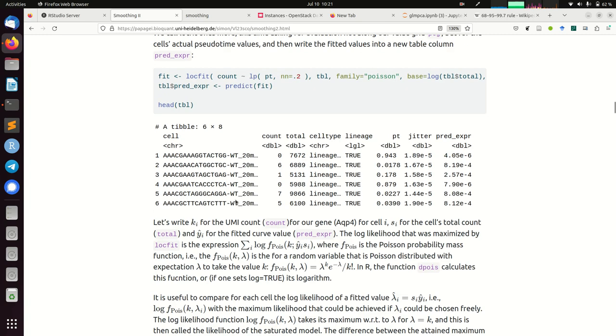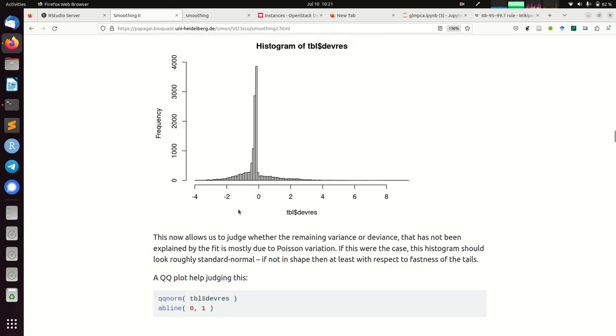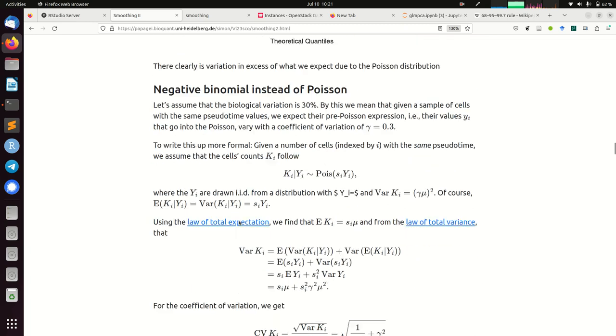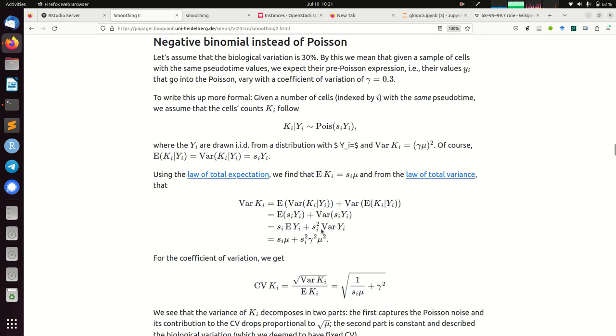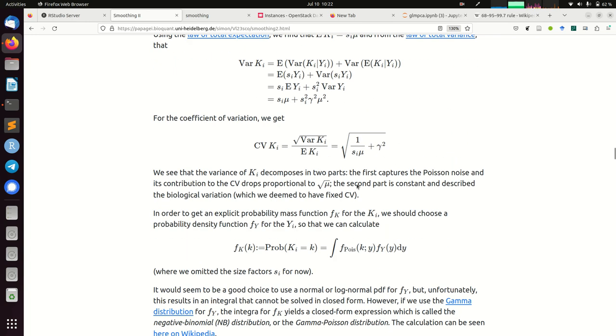And what we've also said last time is that to do this, we can use a negative binomial. I've written down this formula once more that I put on the board last time, where we said the coefficient of variation of our counts is given by the Poisson, by this 1 over mu, but we can add some constant which just tells us how much coefficient of variation we expect from the biology, and we can put this into our likelihood by making something like this here.